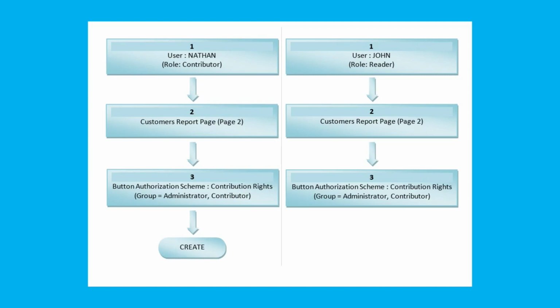The left pane depicts a scenario for the user Nathan, who has the contributor role. When this user tries to access the customer's report page, page 2, the contribution rights authorization scheme, which is associated with the create button, is contacted. Since the user has the contributor role and the create button is associated with the contribution rights authorization scheme, the button appears on the page for this user. In other words, administrators and contributors can create new customers.